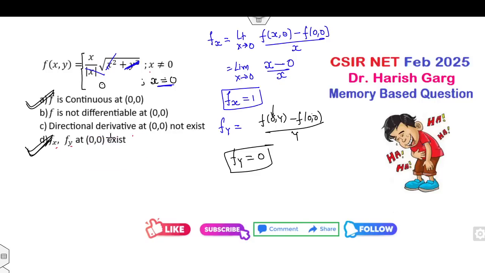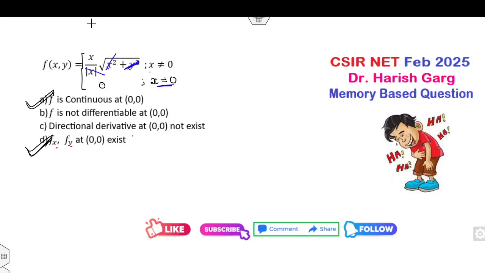If the partial derivatives exist, then it will be. Now, for directional derivatives, we can find this one. So what is the formula for this case? Fx, because what we have obtained is fx is 1, fy is 0. So it is h divided by h square plus k square.